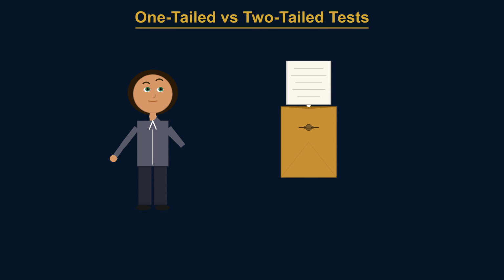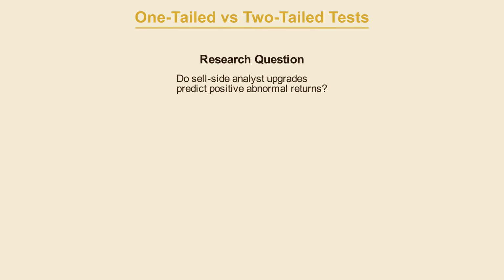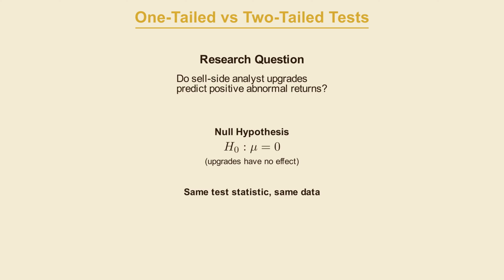Both teams are testing the same question. Do sell-side analyst upgrades predict positive abnormal returns? The null hypothesis is the same for both, that upgrades have no effect. Both teams end up with the same test statistic. What is different is how they structured the alternative. That choice determines how the p-value gets computed.